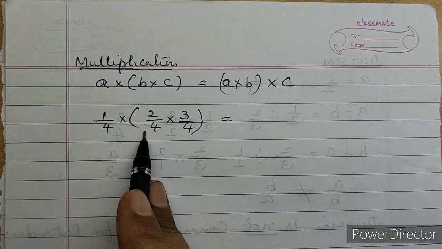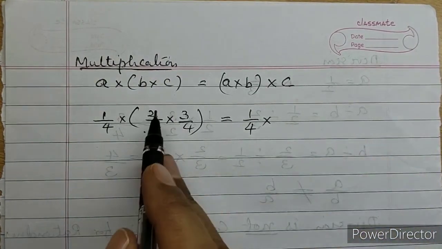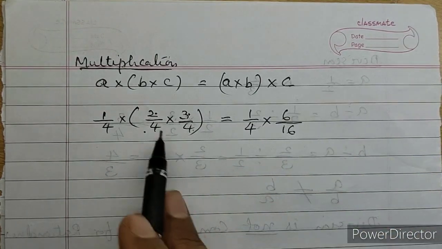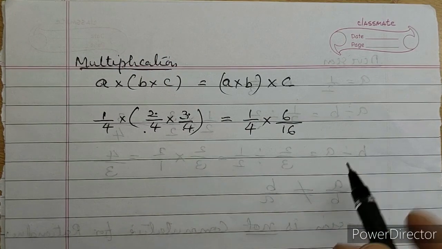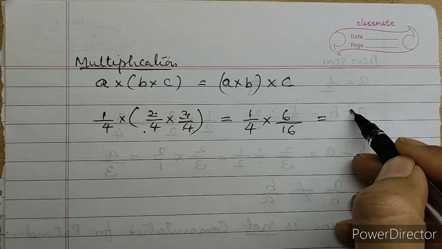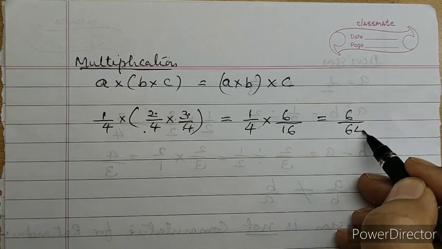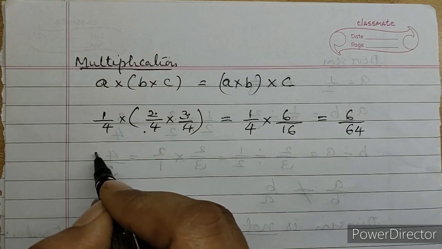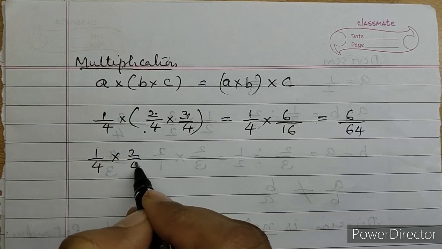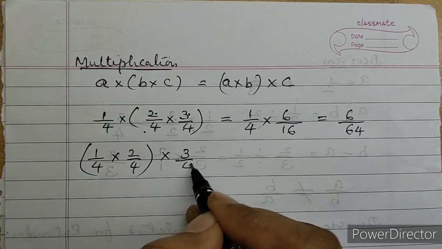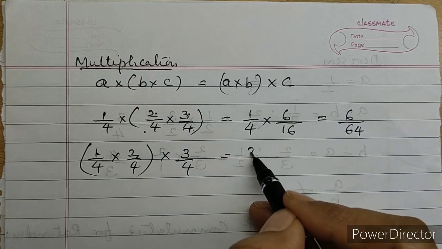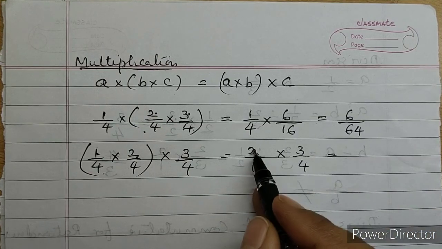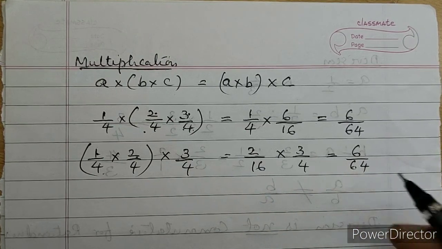Equals, first inside the bracket, that is 1 by 4 into 2 by 4: 2 3s are 6 by 4 4s are 16. When multiplication comes, you have to multiply the denominators. So that is equal to 1 6s are 6 by 16 4s are 64. So 6 by 64. Now the right hand side, we will change the bracket. 1 by 4 into 2 by 4 inside the bracket, into 3 by 4. So 1 2s are 2 by 4 4s are 16, into 3 by 4. 2 3s are 6 by 64.